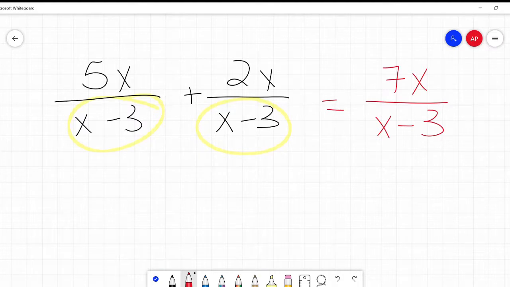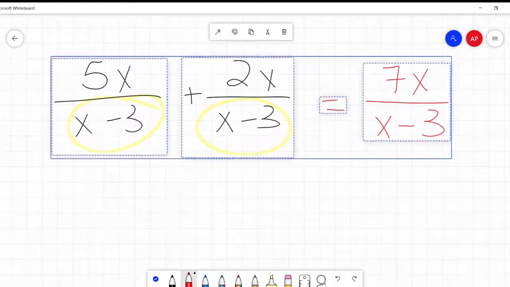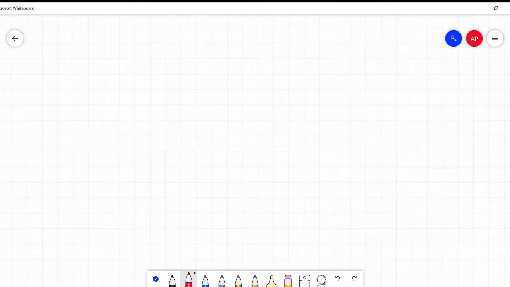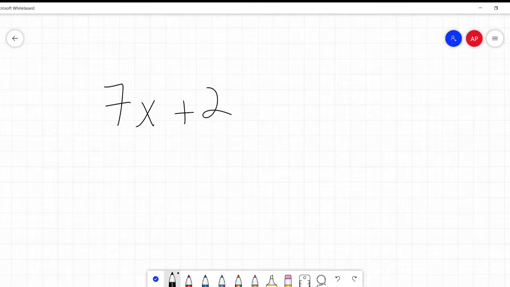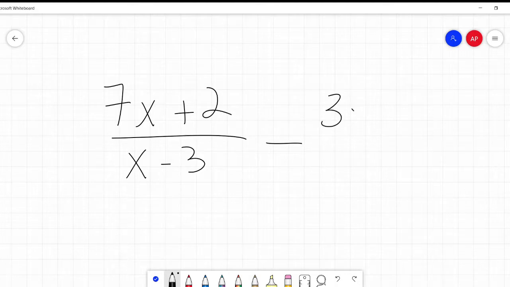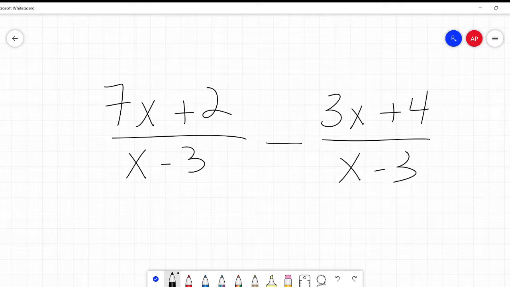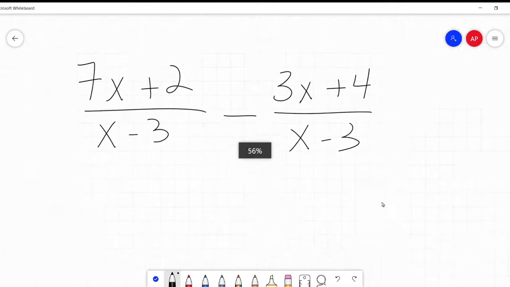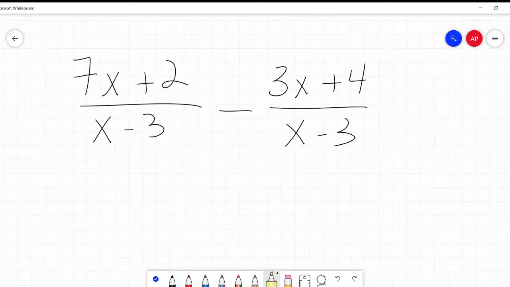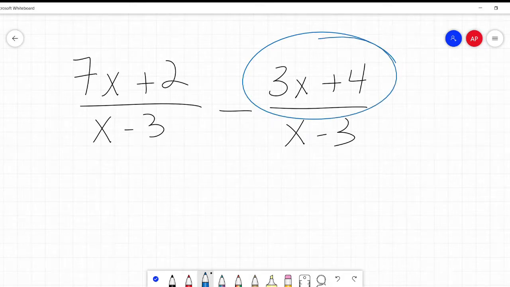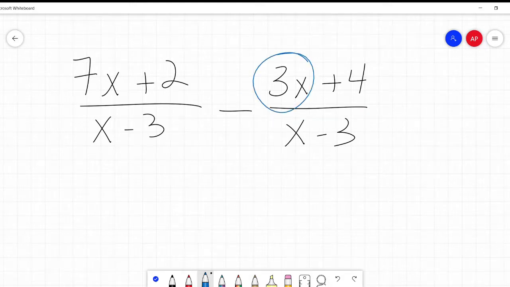Now, same thing goes if it was subtracting. Same idea. I'm going to throw one little extra wrinkle in here. Let's say if I had 7x plus 2 over x minus 3 minus 3x plus 4 over x minus 3. Now, this is still simple, but there's an important little principle here I want to point out. When you are subtracting these, please be careful and remember that you're subtracting the whole thing on top. You are not just subtracting the 3x.